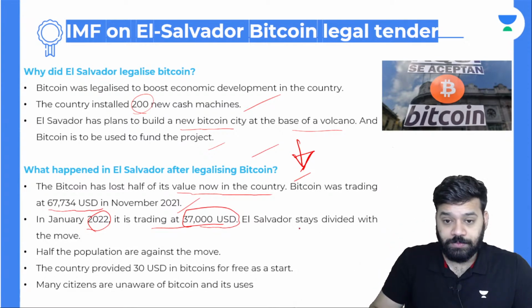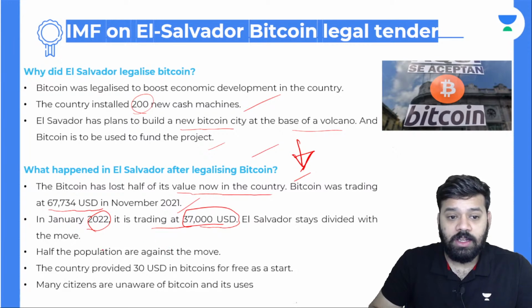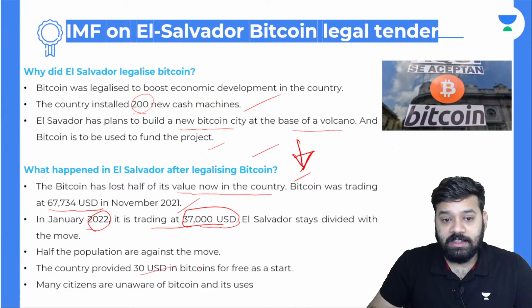El Salvador is divided over the move. Half the population are against the move. The country provided 30 US dollars in Bitcoin for free as a start. Many citizens are unaware of Bitcoin and its uses.